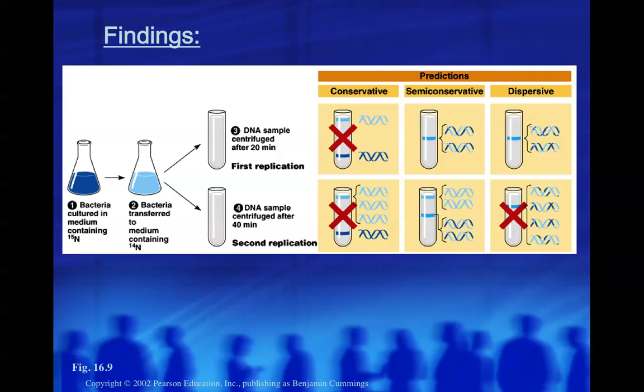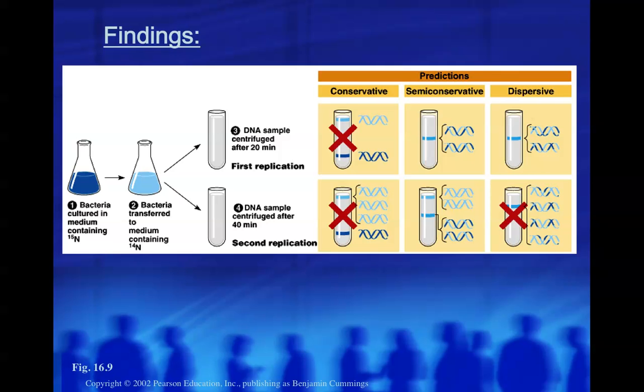So after the first replication of the DNA, they discovered the conservative method was wrong because they only ended up with 1 band of DNA. So it had to be a medium. So if you put light and heavy together, you get a medium. And then they had to replicate it again because dispersive was still up for grabs. They replicated it again and found out that they got 2 bands. So they got light DNA and the medium DNA, whereas if it was dispersive, they would have still only gotten 1, because it's randomly dispersed.